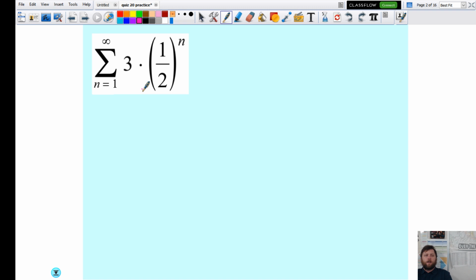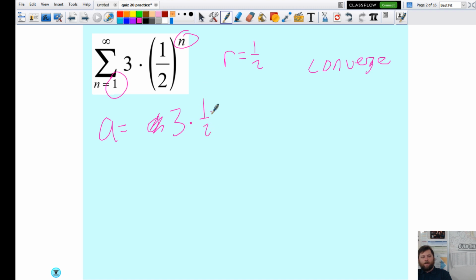Next one right here. Converge or diverge? Well, again, check: is this a geometric series? Yeah, it's got this n. Your r is 1/2, so it does converge. What does it converge to? It converges to your first term over 1 minus r. Now, this is tricky. It's n equals 1, so a equals 3 times (1/2) to the 1 power. So it's 3/2. My final answer is going to be 3/2 over 1 minus 1/2.